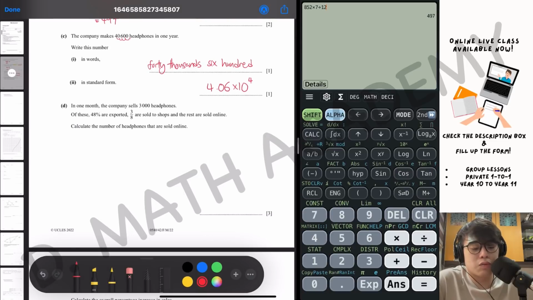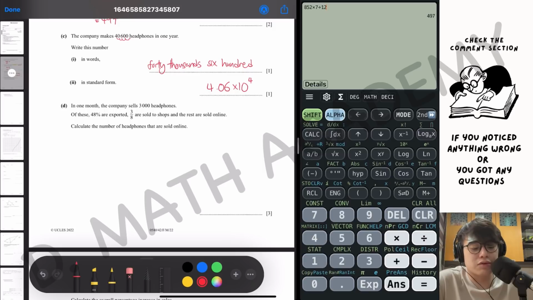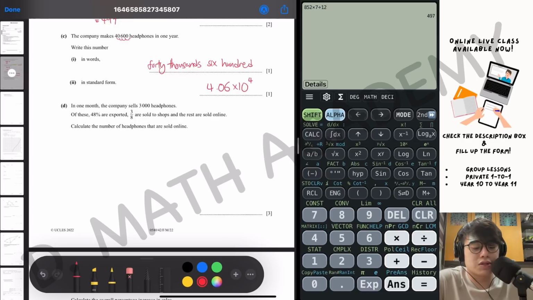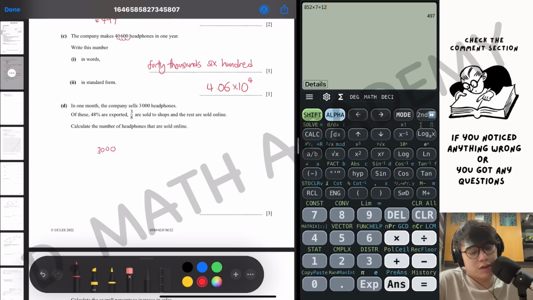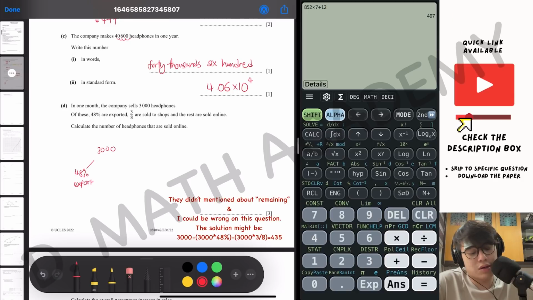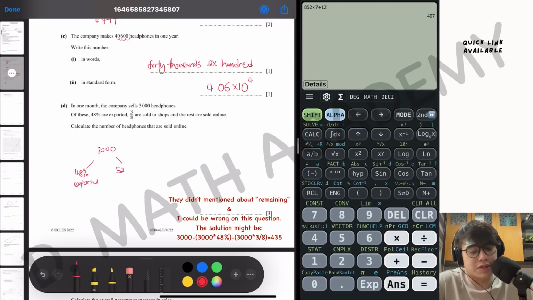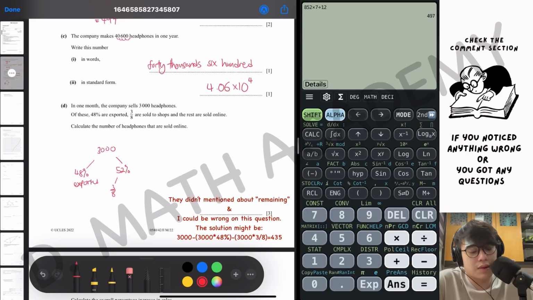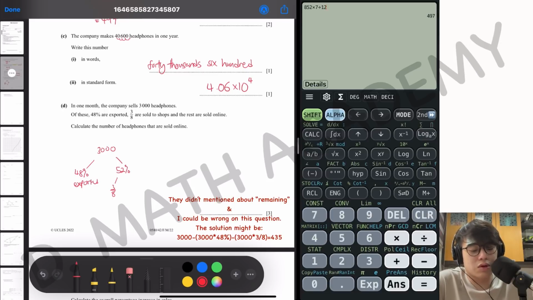Moving on to part D, in 1 month, the company sells 3,000 headphones and 48% are exported. 3 over 8 are sold to the shops and the rest are sold online. So calculate the number of headphones that are sold online. So 3,000, 48% is exported, which means you only have a balance of 52% left. And then out of this 52%, 3 over 8 are sold to the shops, and then the rest are sold online.